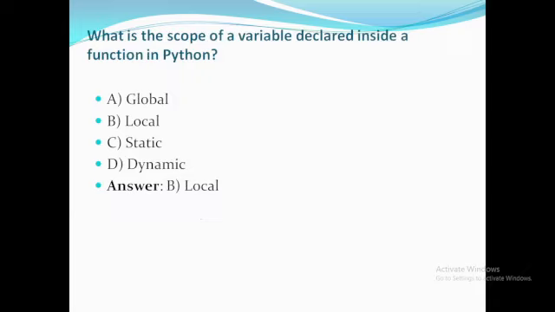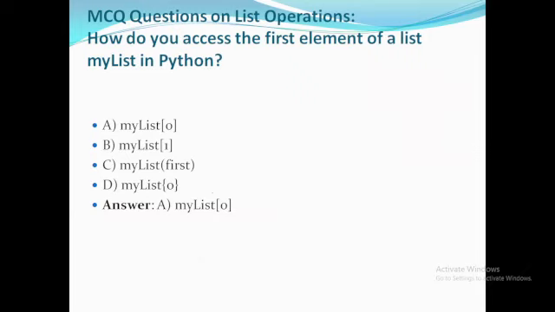What is the scope of a variable declared inside a function in Python? If we declare a variable inside a function in Python, what will be its scope? We have global variables and local variables. Declared inside a function means whether it is a local variable or a global variable. So it is a local variable. A global variable is declared outside the function, but a local variable is declared inside a function.